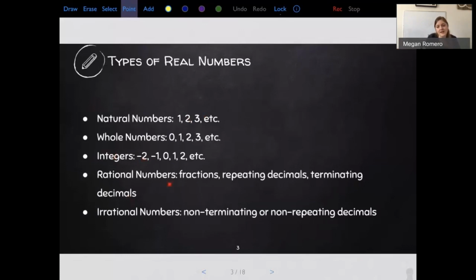Rational numbers are any number that could be written as a fraction, which means fractions, repeating decimals because they can be written as fractions, or terminating decimals because they can also be written as fractions. Irrational numbers are non-terminating and non-repeating numbers, such as pi or e, or a number that goes on forever and ever without repeating or without a pattern.